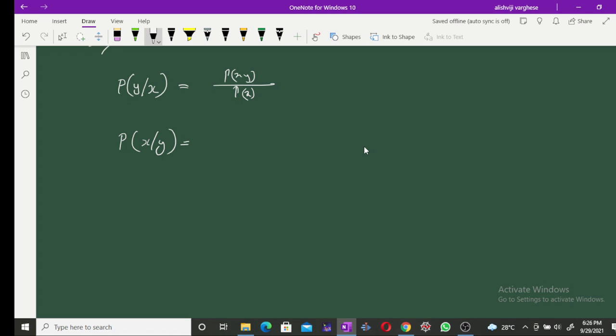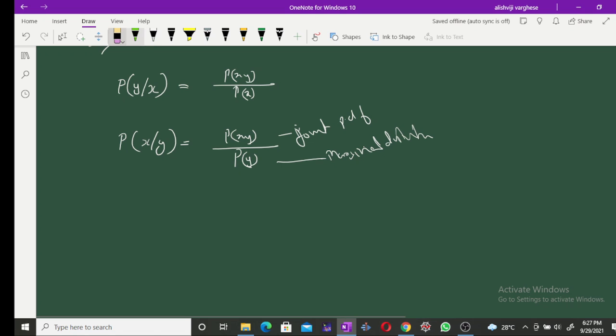and p of x given y is given by p of xy divided by p of y. So remember, the numerator is the joint probability density function, and in the denominator we have the marginal distribution. So that is how we find the probability distribution function of y given x and x given y. We will illustrate the concepts using a simple example in our discrete case.